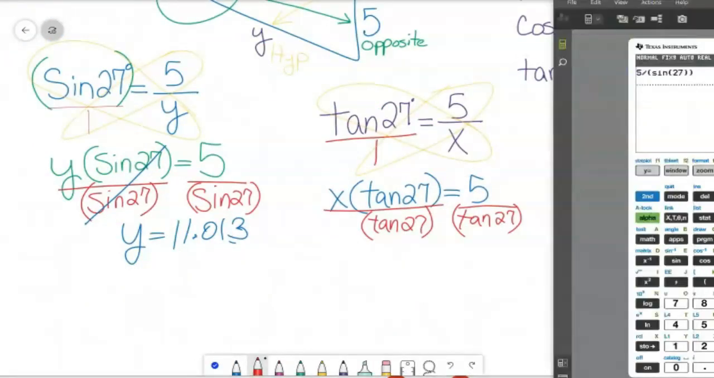And there we go. So 5 divided by, this time tangent 27. It's not typing. There it goes. Why does technology have to be that way? 9.81.